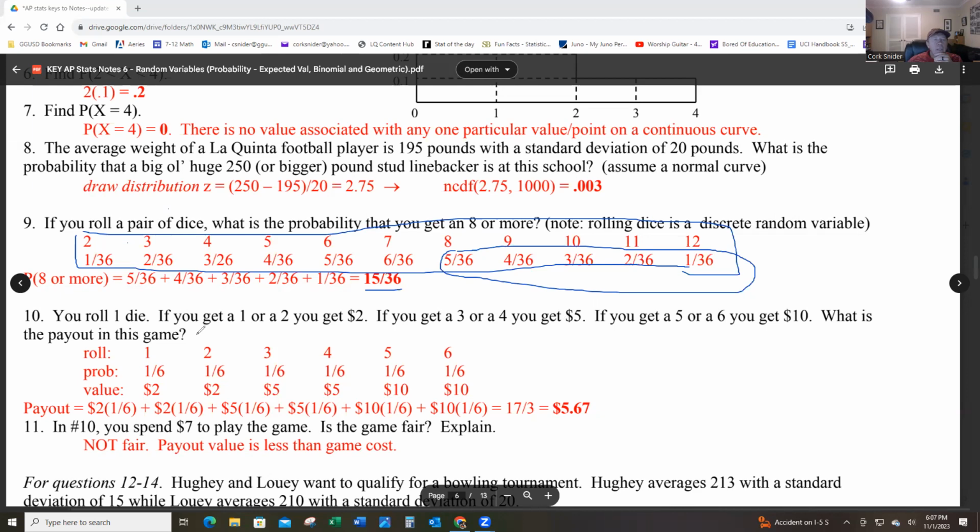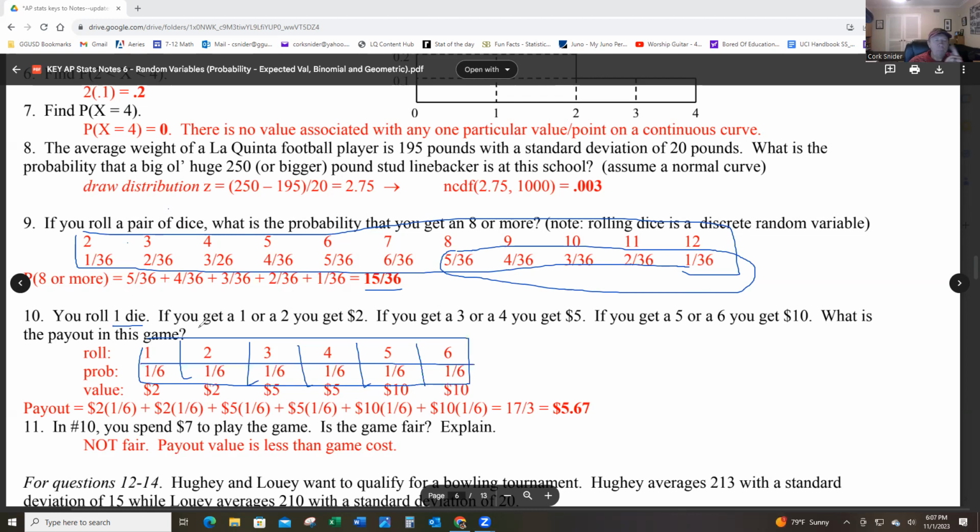Number 10, if you roll 1 die, now it's just 1 die. Here is the table of probabilities on 1 die. It's pretty obvious. The probability of getting a 1, 2, 3, 4, 5, or 6 is 1/6 each. But here's the payout on this. If you get a 1 or a 2, you get a couple of bucks. If you get a 3 or 4, you get 5. If you get a 5 or 6, you get 10.